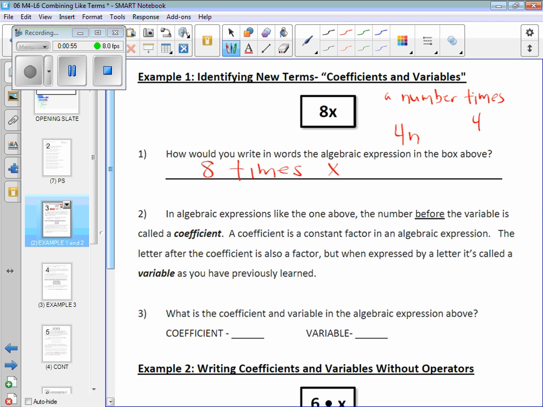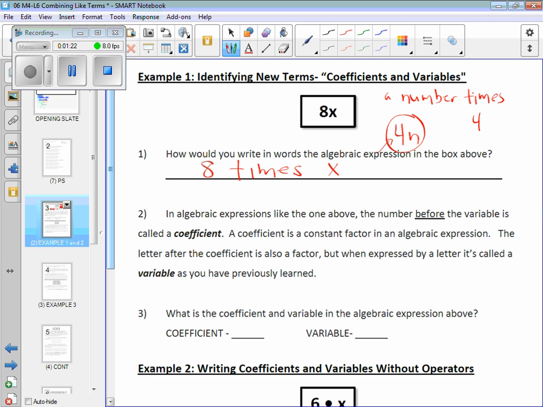It's called a coefficient. This number right here that is before the variable is called a coefficient. And whenever we write it out mathematically, no matter what way the word problem or word expression reads, when you translate it to this or whatever by a variable, the number always goes first. You just have to kind of memorize that. It's just the way it gets done mathematically.